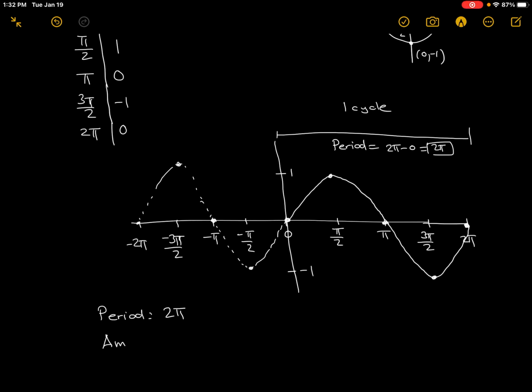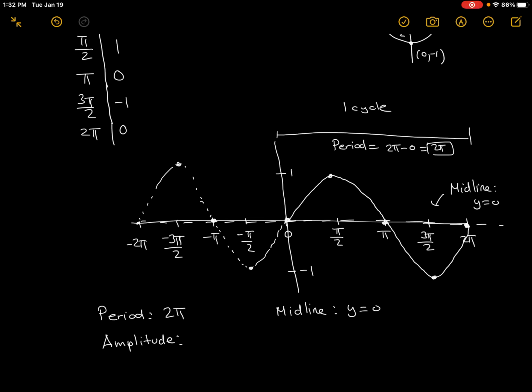Before I define amplitude for you, I'm going to define what the midline is. The midline is basically a horizontal line that cuts this graph in half. If you were to draw it, the midline would be right here. It's just the x-axis. That's the middle part. So the midline is just y is equal to 0.